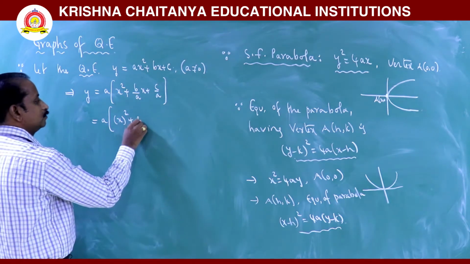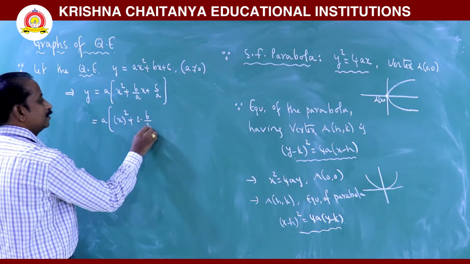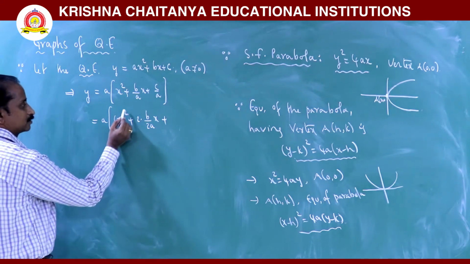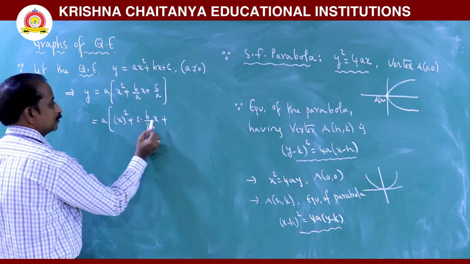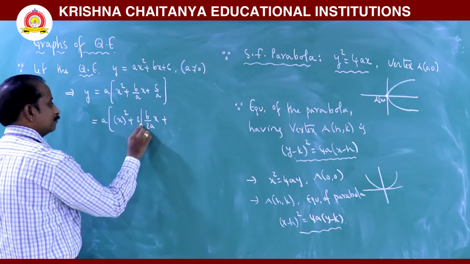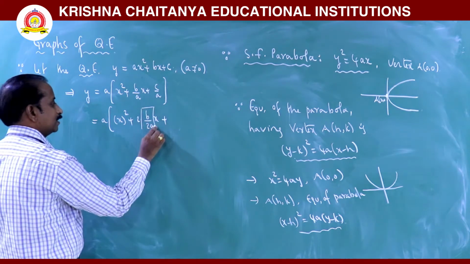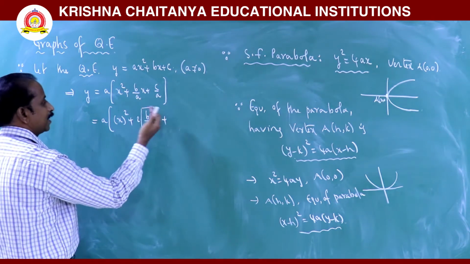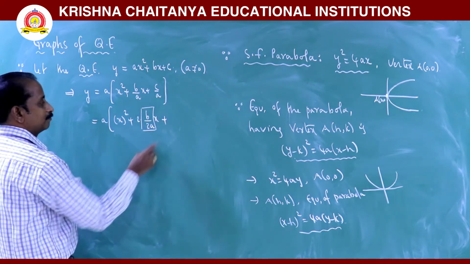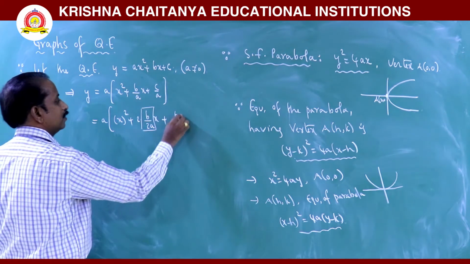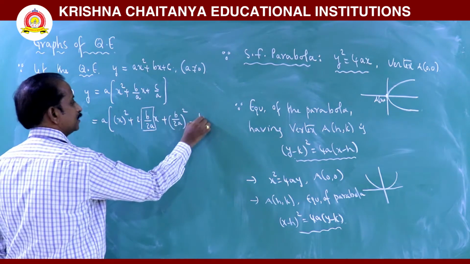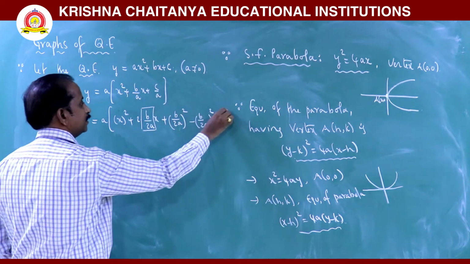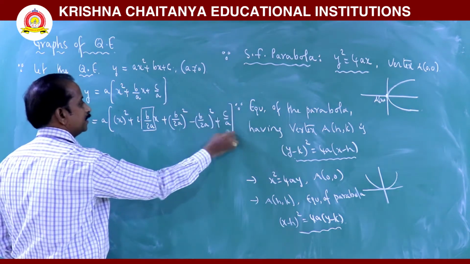So arrange 2 here: 2 into b by 2a into x. Here a square plus 2ab, the remaining term b by 2a is assumed as b. This is converted into a plus b whole square. We are adding and subtracting its b square term, that is b by 2a whole square added and b by 2a whole square subtracted. Already there is the term c by a.